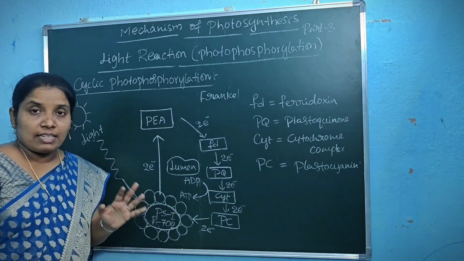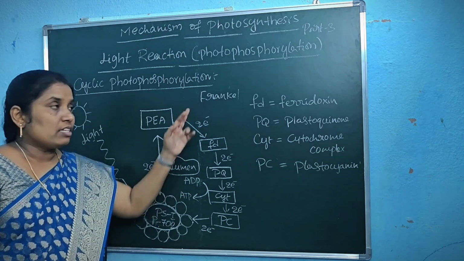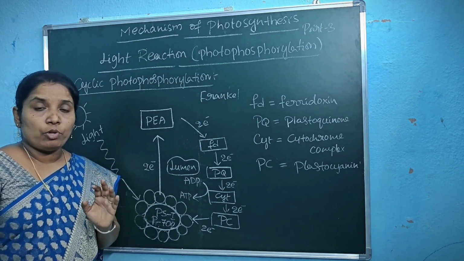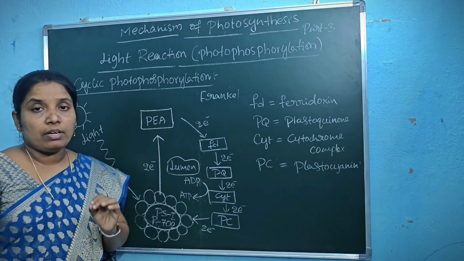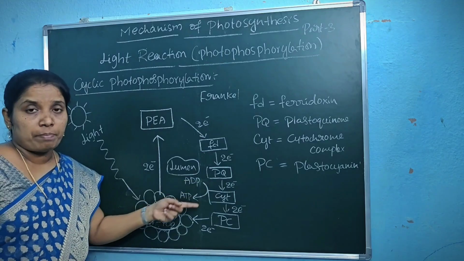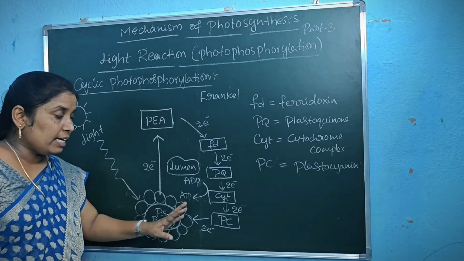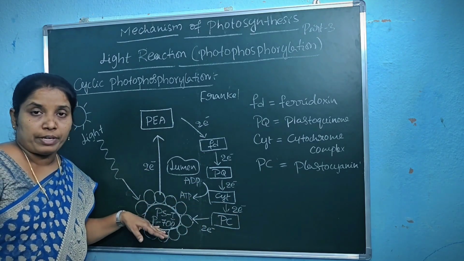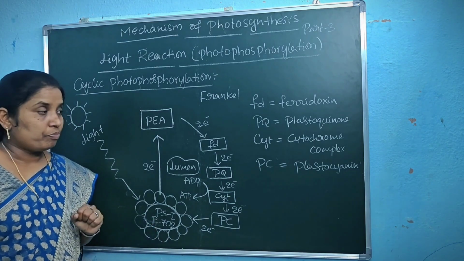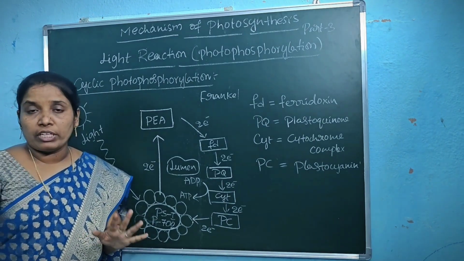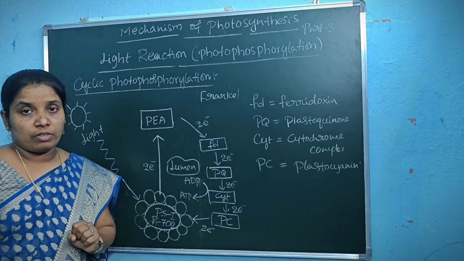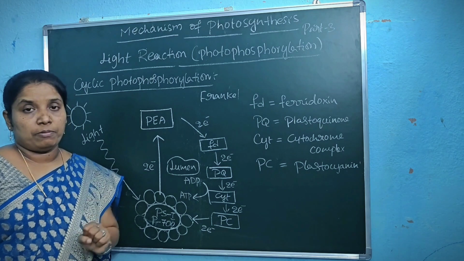It was first demonstrated by a scientist Frenkel. He worked on Rhodospirillum rubrum, which is a purple non-sulfur bacteria. So he demonstrated this pathway. Finally electrons come back to the PS1. Here no photolysis of water occurs. No NADPH preparation occurs. It involves only PS1.